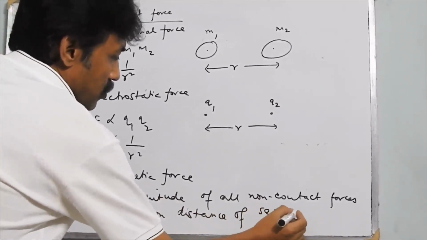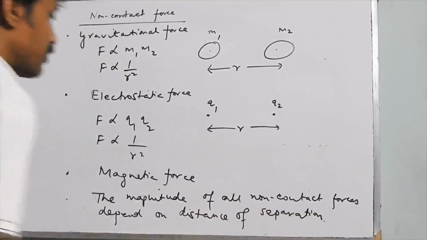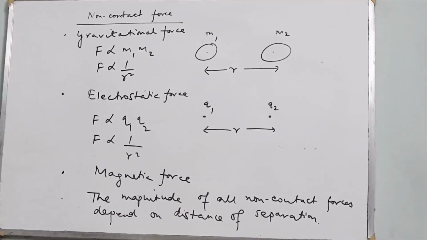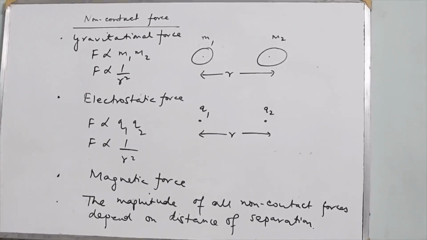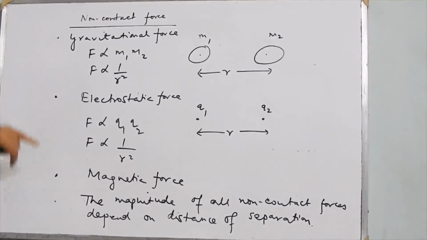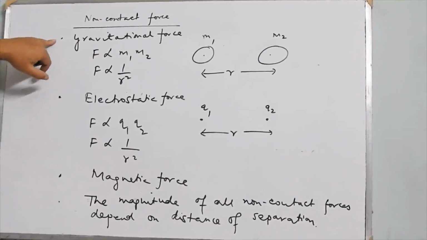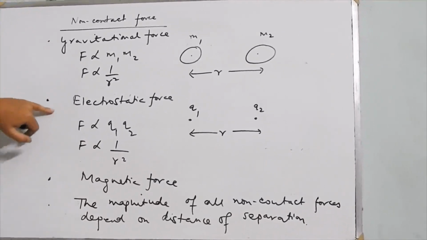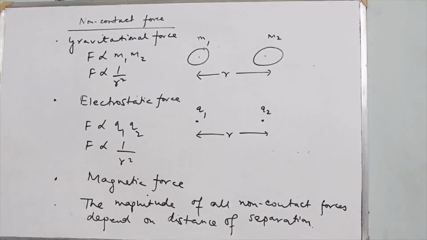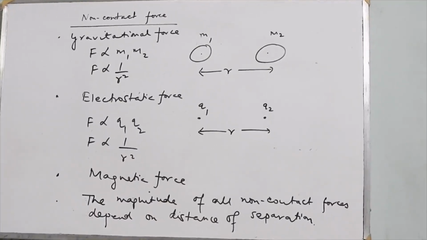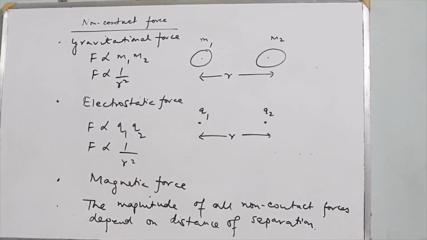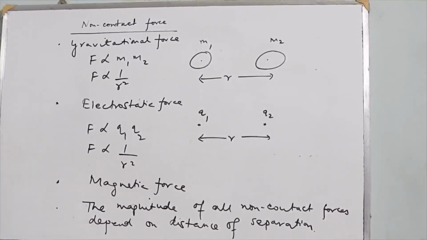That means the more the distance of separation, the lesser will be the force, and the less the distance of separation, the more will be the magnitude of the force. And among gravitational, electrostatic and magnetic force, gravitational force is always attractive, whereas electrostatic force might be attractive, might be repulsive. Magnetic force is also either attractive or repulsive. So this is a brief realization of contact and non-contact forces.